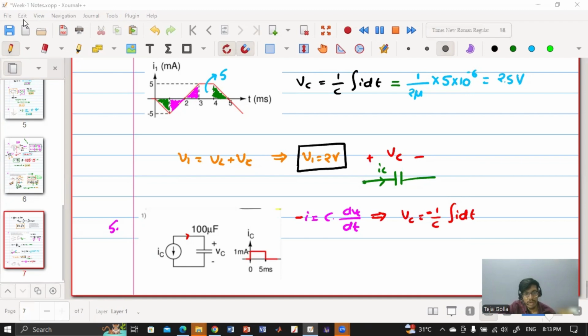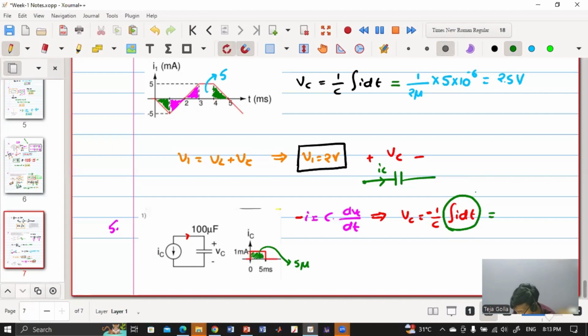Yes, sir. Okay. So now first I have obtained the relation between VC and IC. Now I'll go back to the graph. So I know that integral I dt is nothing but area under the curve, right? Agree? Yes, sir. So now I'll calculate the area under the curve, which is 5 micro.